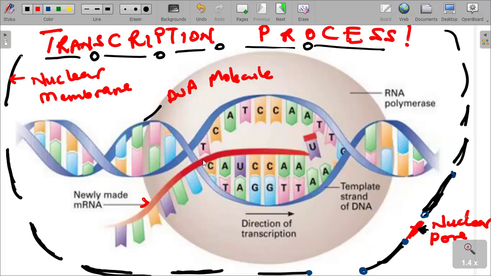So don't confuse transcription with that other stage, the previous process of DNA replication. This is not replication, because we are not seeing a formation of a double strand. We are only seeing a formation of a single strand that is being formed from one strand of the DNA that is used as a template. Hence, we can confidently confirm that that is transcription.